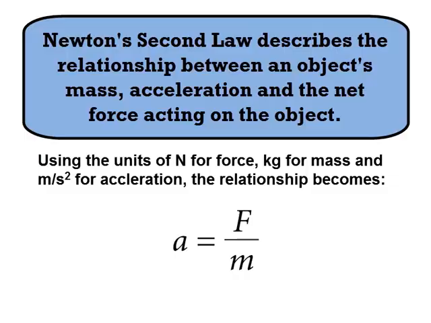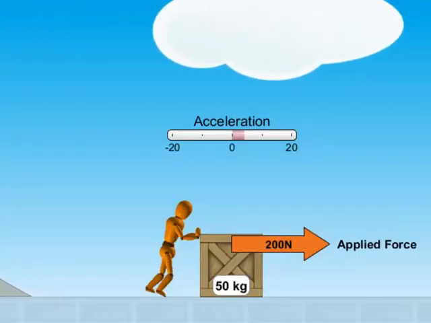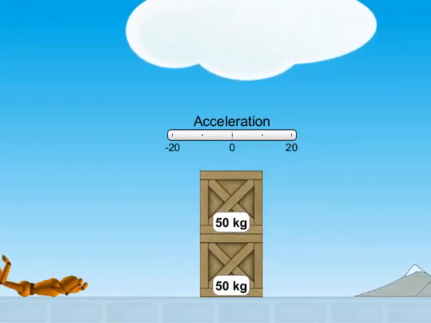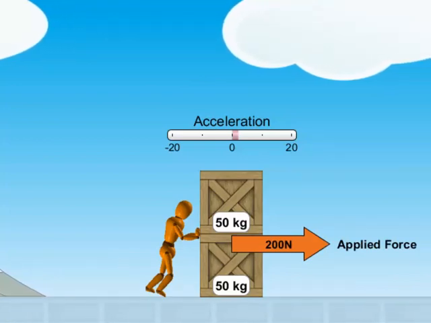If the net force acting on an object doubles, the acceleration is doubled. If the mass is doubled, then the acceleration will be cut in half. If both the net force and the mass are doubled, the acceleration will remain unchanged.